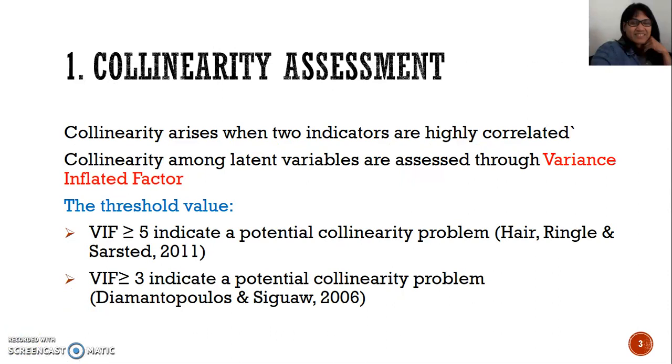Collinearity arises when two indicators are highly correlated. Collinearity among latent variables is assessed through the variance inflation factor, or VIF. A VIF bigger than 5 indicates a potential collinearity problem, and a VIF of more than 3 indicates a potential collinearity problem according to Diamantopoulos and Siguaw, 2006.